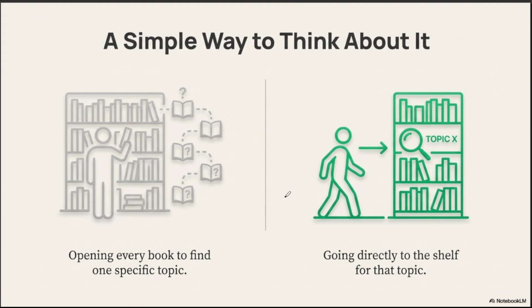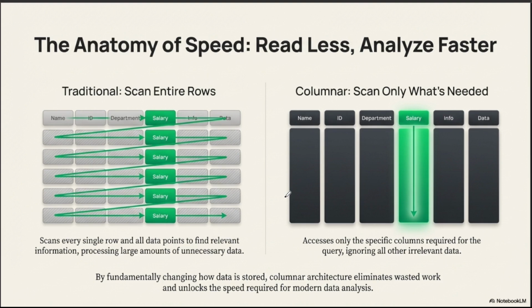Now remember this diagram. A traditional scan scans the entire rows, and a columnar scan will only scan the column that you need, which is salary. So here, to get the salary, it will go from here and scan everything, all the rows. But columnar storage will only scan the salary that you need.